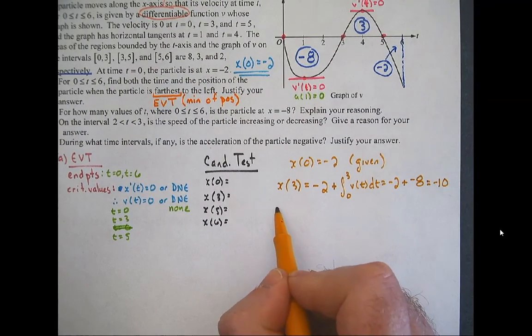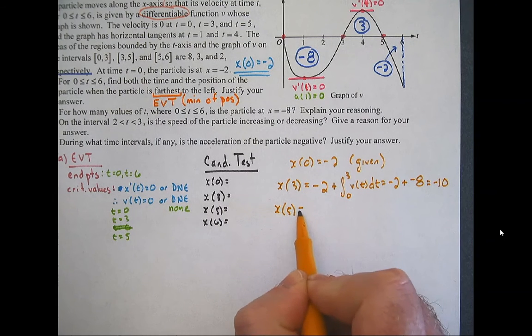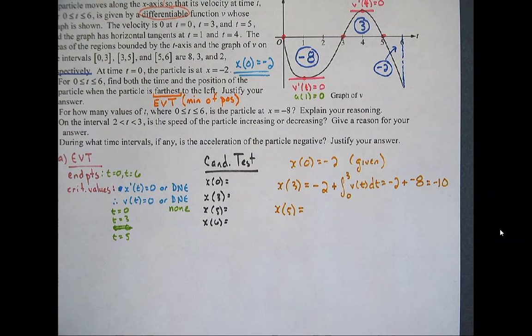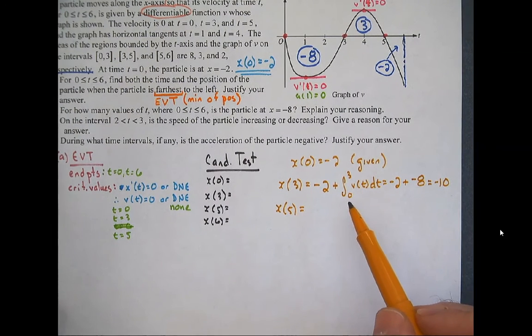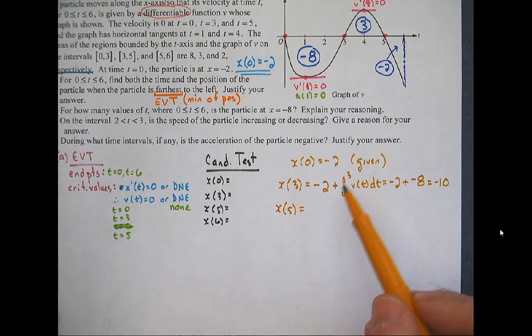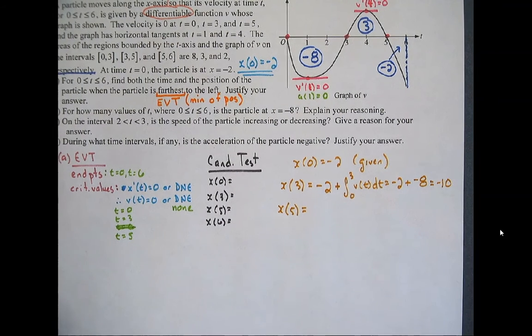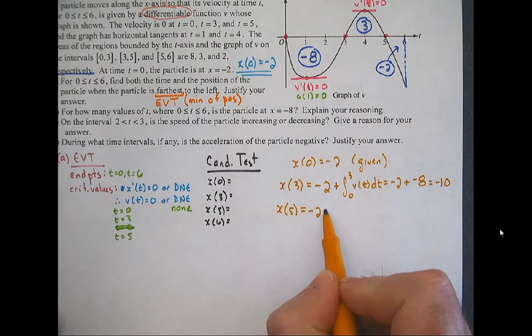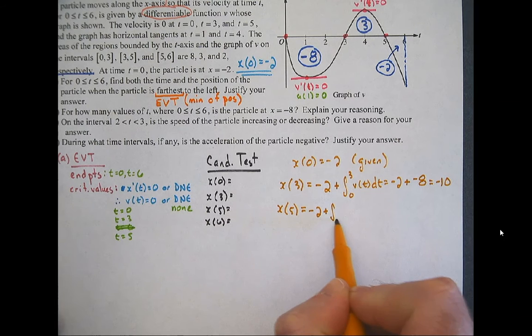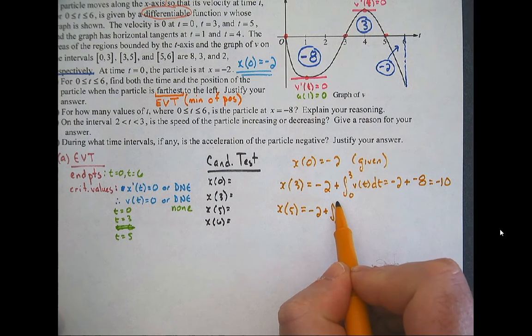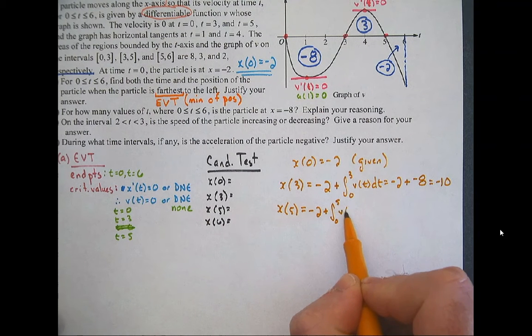Let's move on to x of 5. What I wanted to do when I first did this problem was integrate from 0 until whatever. It's no good because that would only tell me how much my particle has been displaced over that time interval. I need to know where it started and then how it was displaced from there. So we start at -2, and now I want to integrate from 0 until 5 of v of t dt.